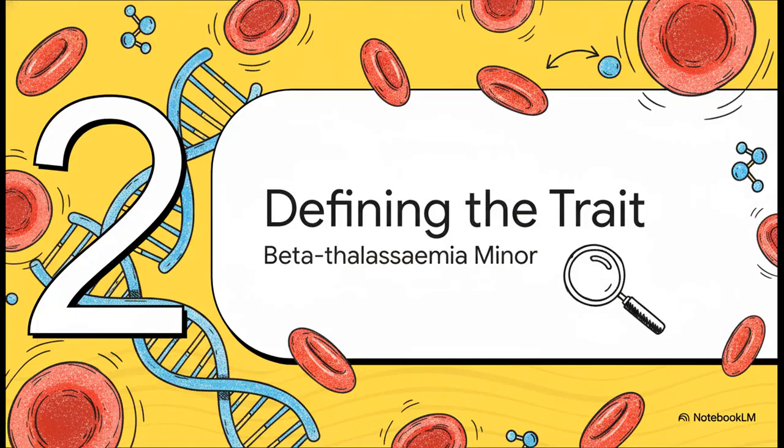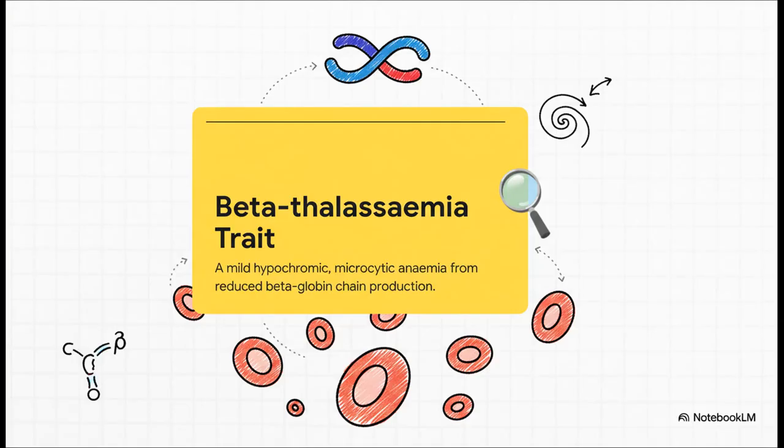All right, now for our main event. Let's define the trait, which you'll also hear called beta thalassemia minor. So, beta thalassemia trait is essentially the carrier state. What does that mean for the patient? It usually shows up as a mild hypochromic microcytic anemia. Hypochromic just means the red cells look a bit pale, and microcytic means they're smaller than usual. And it all goes back to that production slowdown of beta globin chains we just talked about.